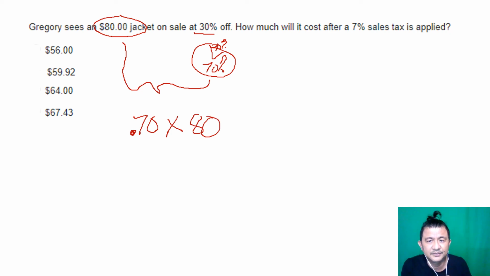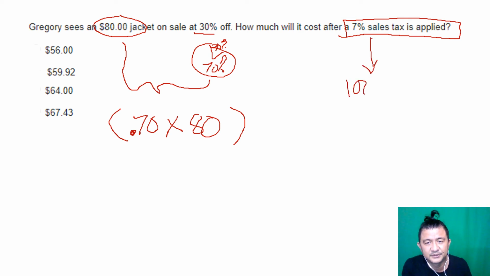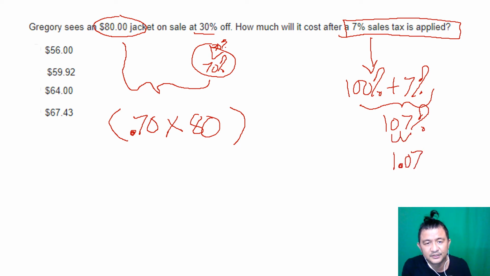Okay, but after that, so it's paying less, right? But after that, there will be a 7% tax to be added. All right, whatever we have here will have to be multiplied by this one. A 7% tax means 100% plus 7%. That means 107%. That means to the left, 1.07 of whatever amount we have here. All right, so this will be multiplied by 1.07. So let's multiply these two.